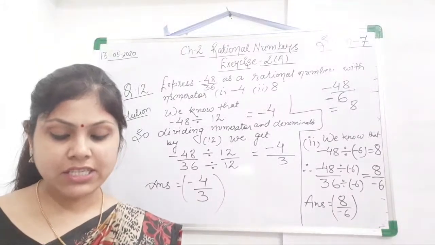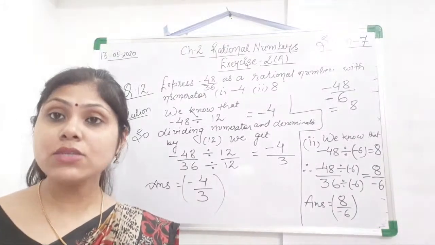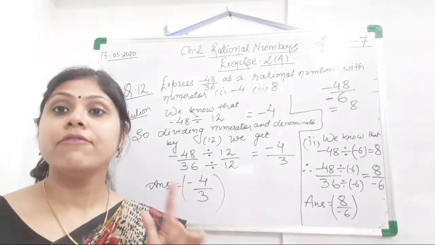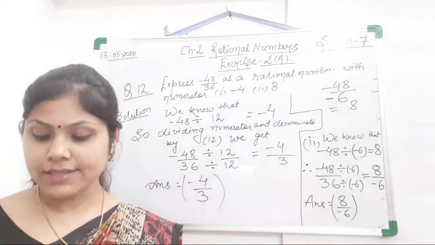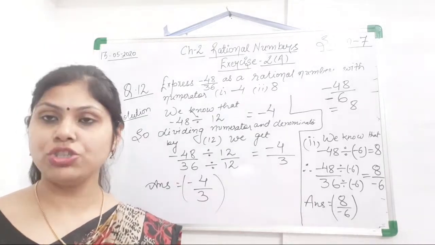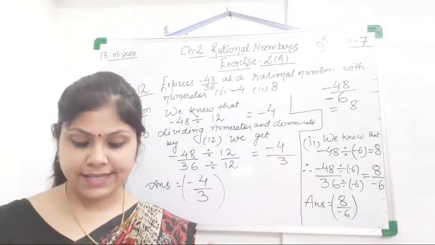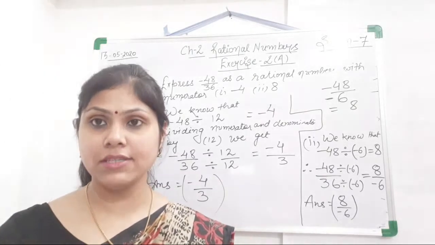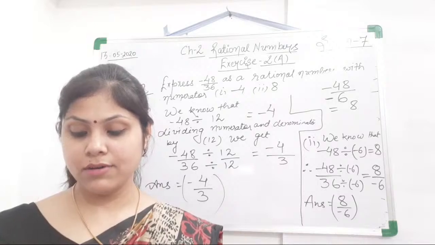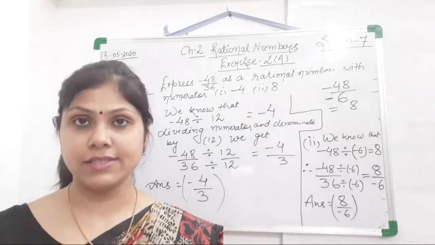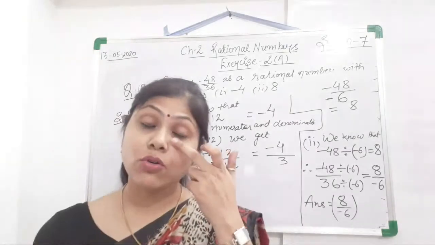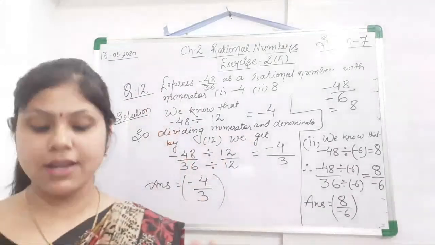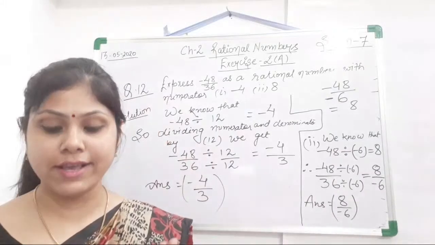Now I am going to the 13th question. Express 78 upon 117 as a rational number with numerator minus 6. Let us do the minus 6 one. Again, this is a question of division. As I have done this 12th question, similarly you will do this 13th question as well.